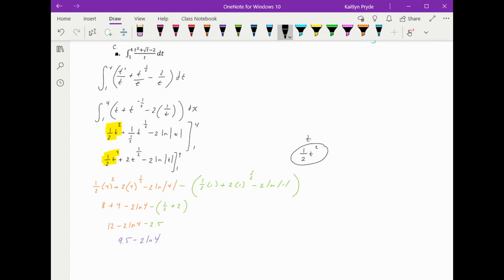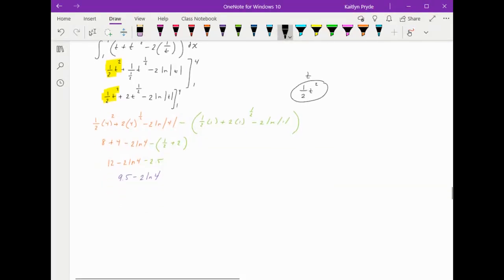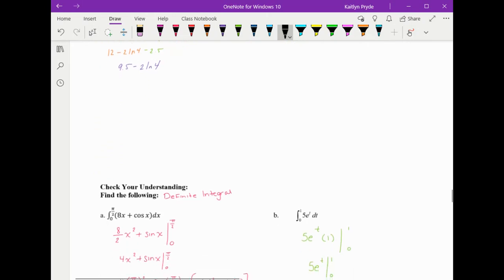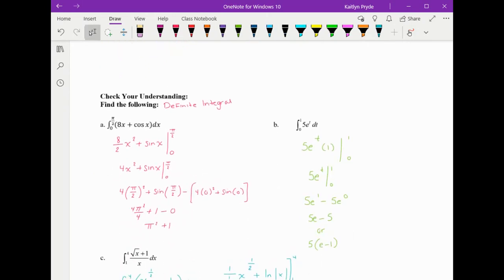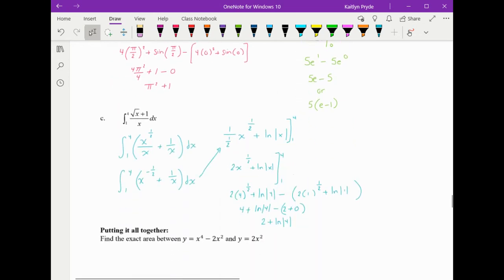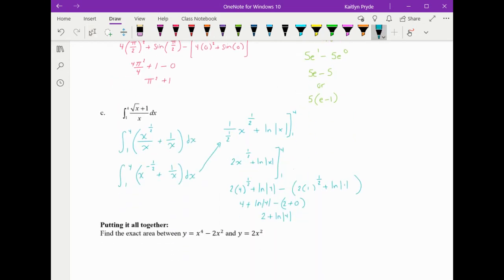Here come your answers. Okay, again, notice with definite integrals, you should not have C's anywhere because you're evaluating them. Okay, here are your first two. You did not have to factor out the 5. I just did in part B. And then here is part C. Again, technically, I don't need this. I should have changed that. I don't need that absolute value. It's 2 plus ln of 4. Okay, you do not need that absolute value there.